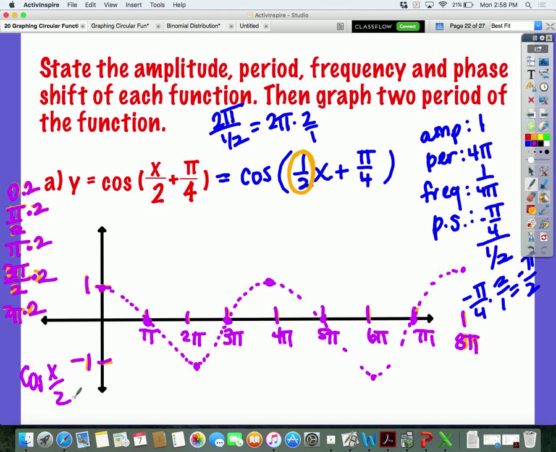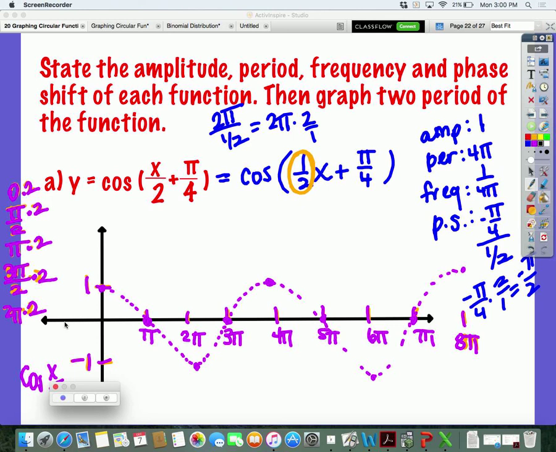The last thing we have to do is shift it left. How many units? Pi over 2. Which way? To the left. It's always the opposite of what's on the inside, so it's going to be to the left. Yes. So I need to shift pi over 2, so I can subtract pi over 2 from every single one of these values, the new values that you got after you multiplied by 2.